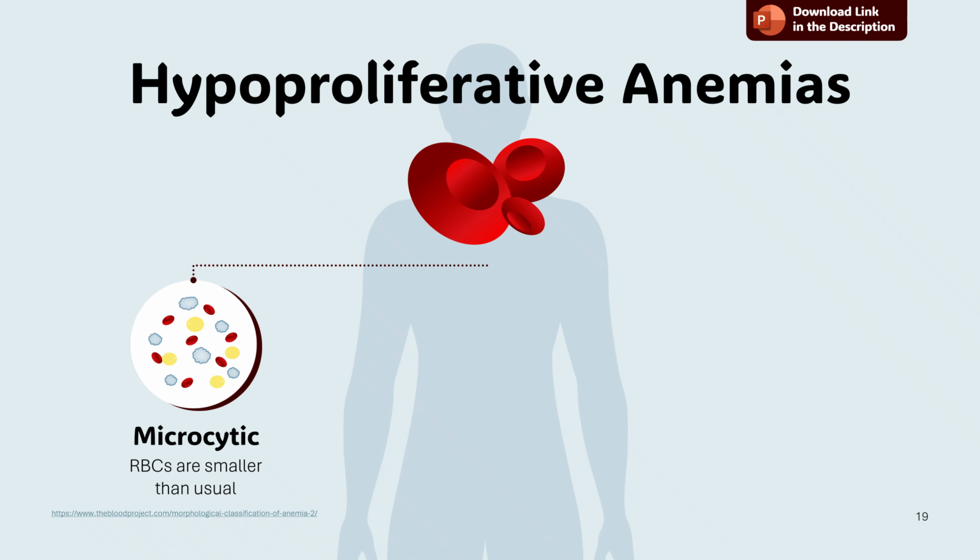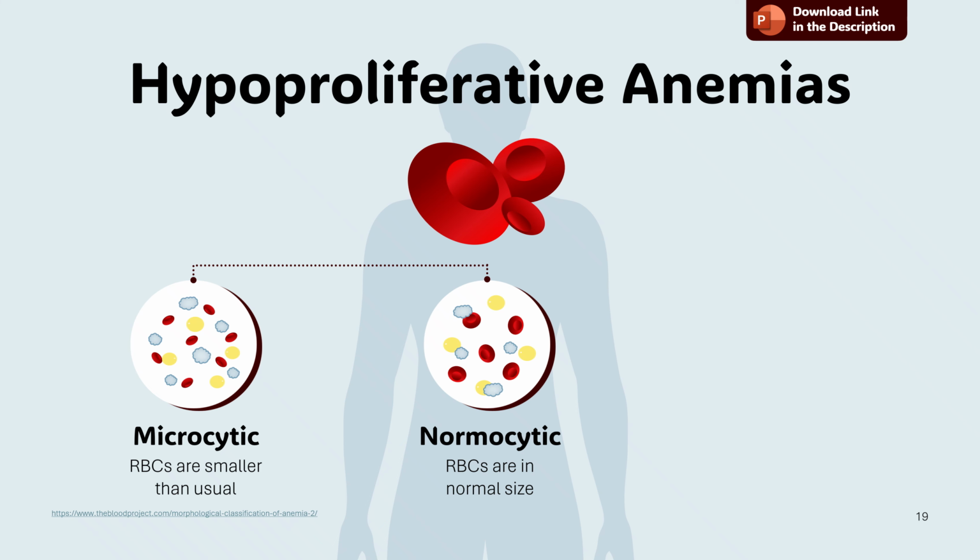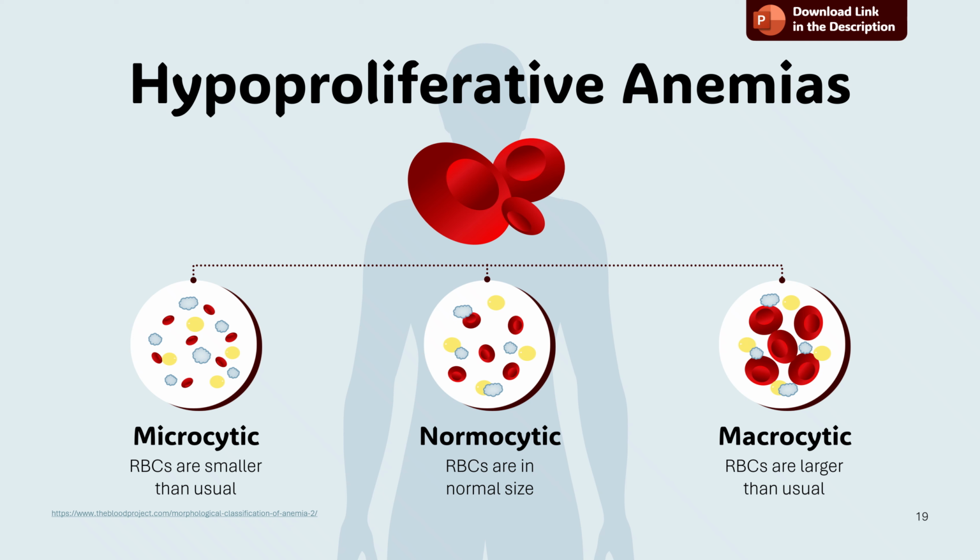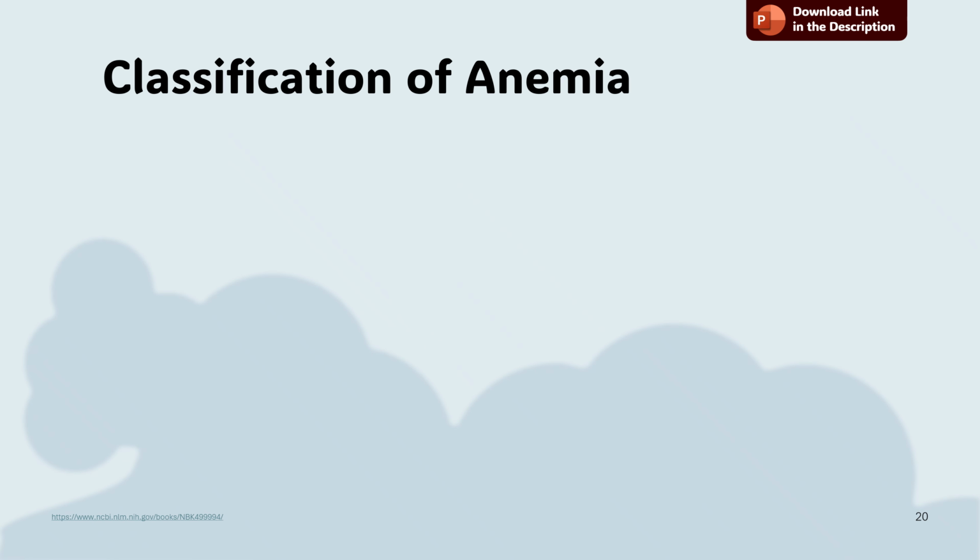Microcytic anemias feature RBCs smaller than normal size. Normocytic anemias maintain normal RBC size but reduced numbers. Macrocytic anemias involve enlarged RBCs. This size-based classification directs targeted diagnostic testing. Anemia is systematically classified by proliferative response and RBC size.